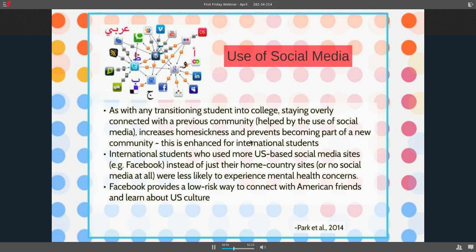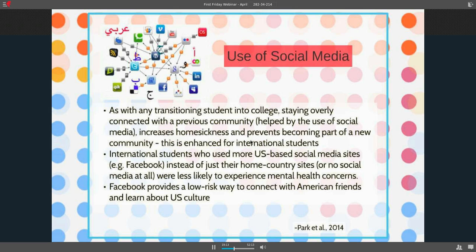So social media is something that I think we all use in our work, and we're all trying to think about different ways that we can use it. And I think with any students who are transitioning to college, we've noticed that if they are thinking a lot about their high school friends and trying to stay super connected to their high school friends, they're maybe not transitioning that well into their new college environment. This is definitely the case with international students as well.